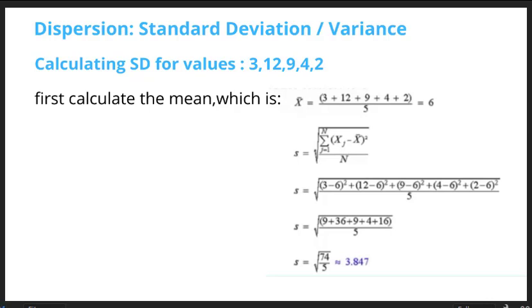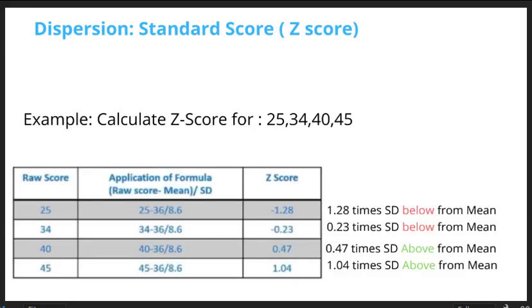So let's move to the next concept, which is the standard score. The standard score is very much related to the standard deviation. It identifies the number of standard deviations away from the mean. In simple terms, it computes how far an observation is from the mean in terms of standard deviation. Let's take an example.